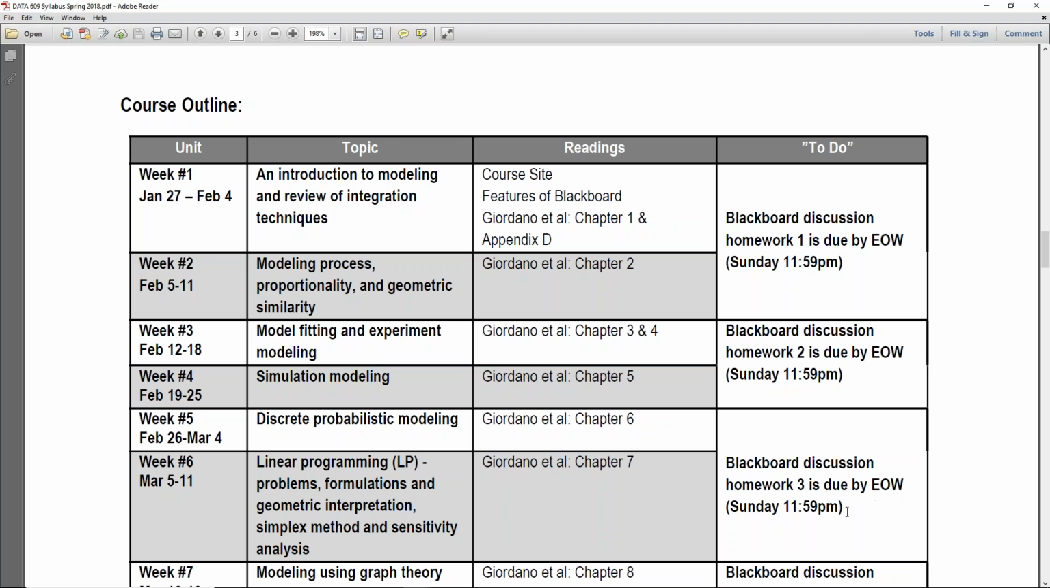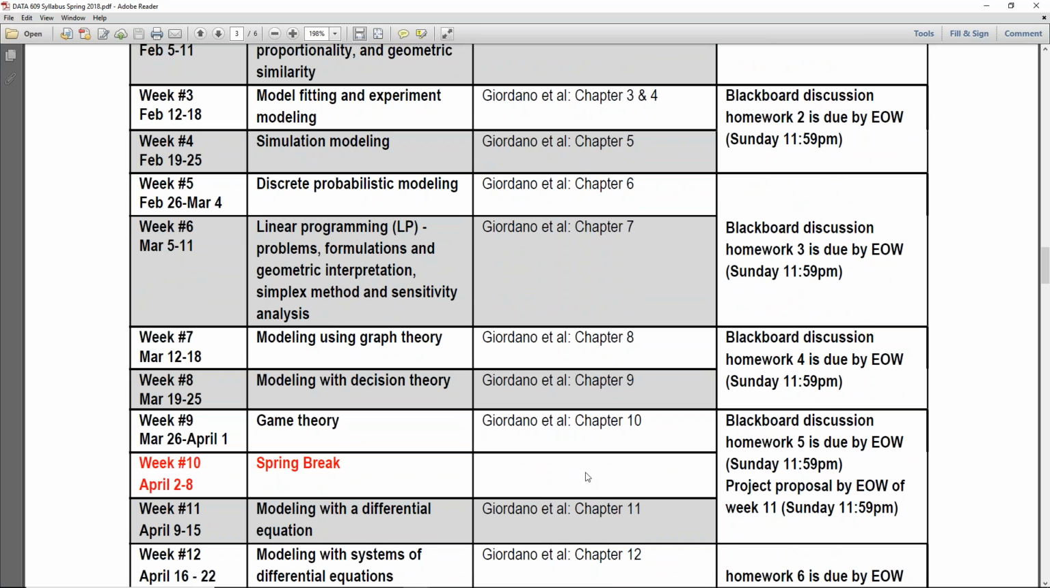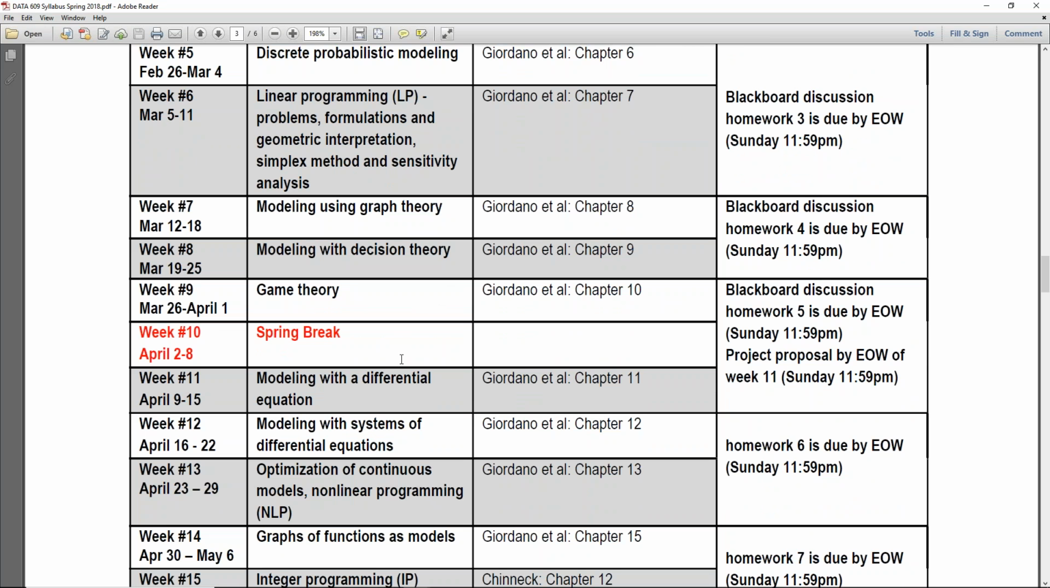And then, of course, we have all these topics that we're planning to cover, including simulation and some probabilistic modeling, and linear programming in week 6, followed by week 7 graph theory and decision theory in week 8, and game theory in week 9, which is relevant to decision theory as well. And then we have homework due along the road. And then I just want to remind you that we have game theory followed by modeling with differential equations. And then in between we have spring break as well.